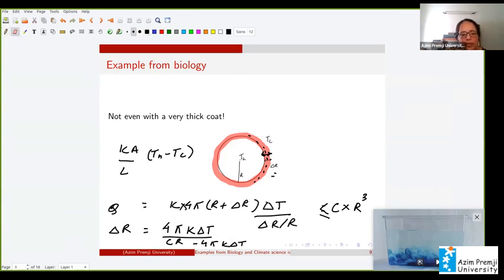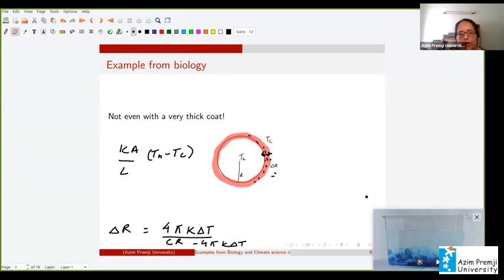Now you must be wondering, oh my God, what are all these formulas? But this final formula is very interesting, so we should just stare at it and ponder about it a little bit. Let me tell you about this final formula. On the left hand side, you have the thickness of the coat. And on the right hand side, you have the difference between the outside and inside temperature, and the radius.